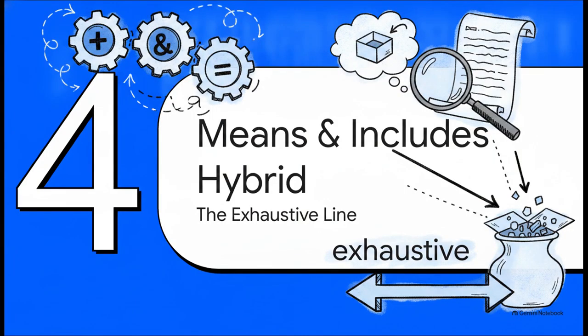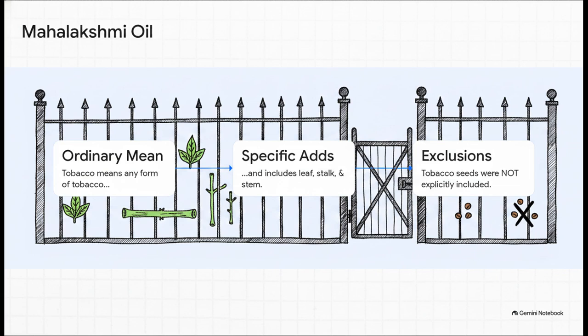All right, Section 4, the hybrid means and includes. This combination draws a hard, exhaustive line. It's essentially the ultimate fence. It encloses the ordinary meaning with the means portion, grabs specific additions using the includes portion, and then shuts the gate tightly.